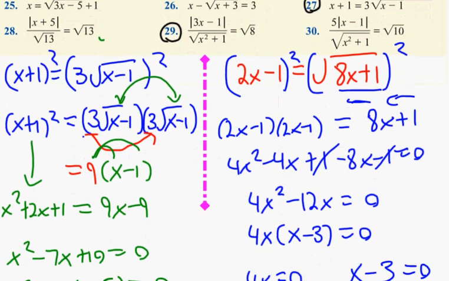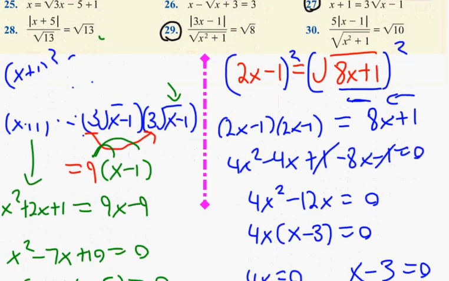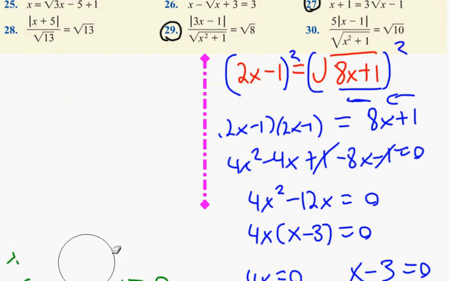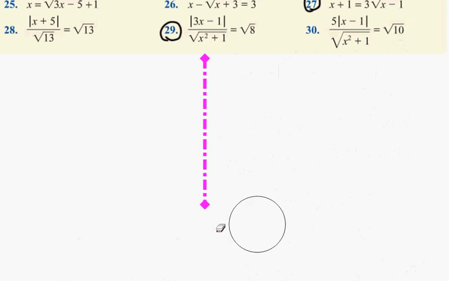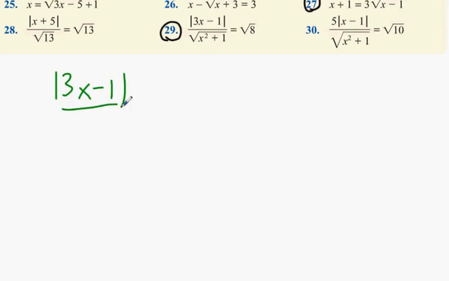Now, finally, 29, which is the hardest one in the batch. Yeah, probably the hardest one in the batch, right? It has a lot of stuff going on with it. So, first thing I might suggest is this: 3x minus 1 over x squared plus 1.